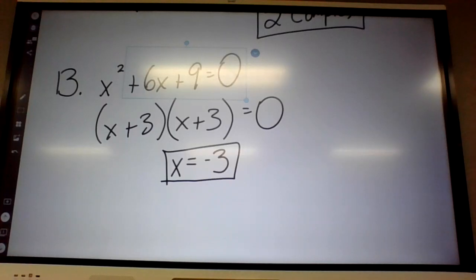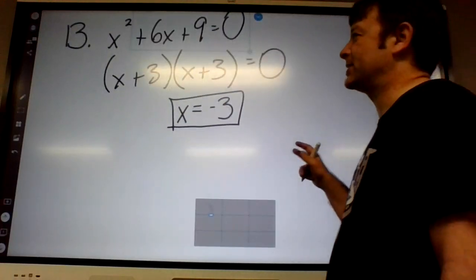Now, would we have gotten the same answer if we did the quadratic formula? Yes. But would it have taken us much longer? Not much longer, maybe 30 seconds longer or something.